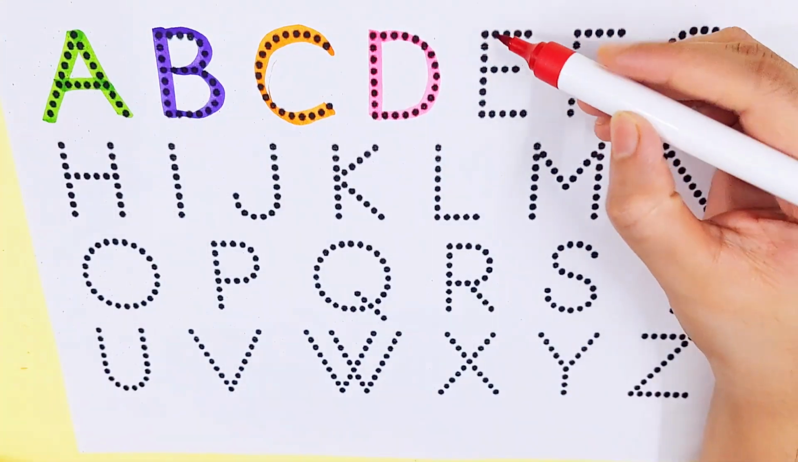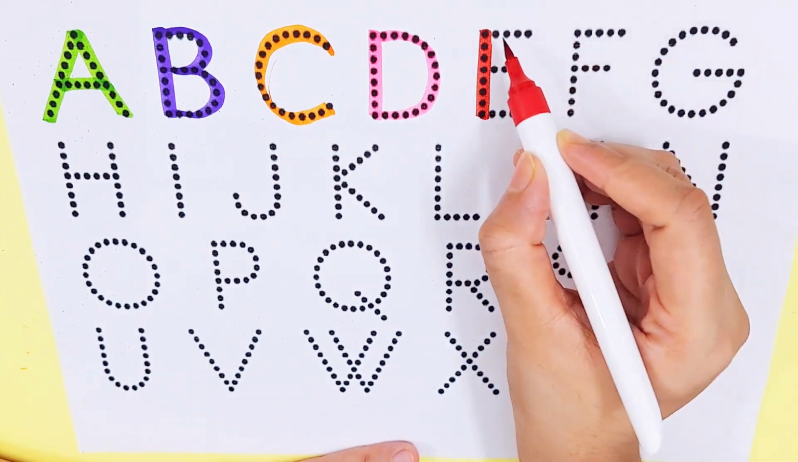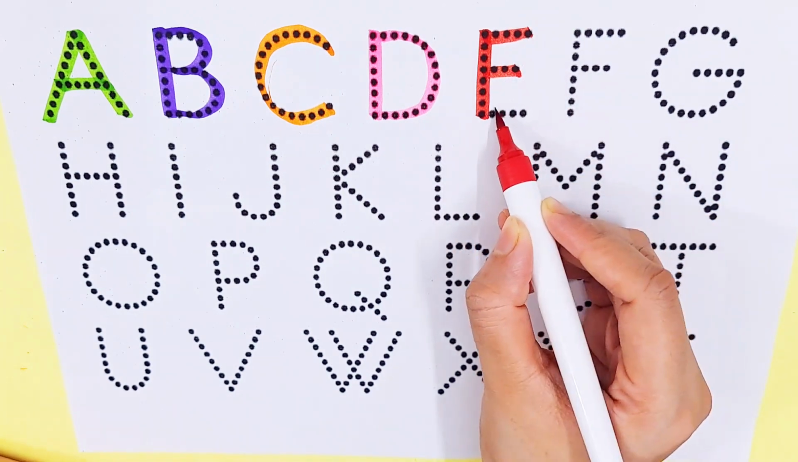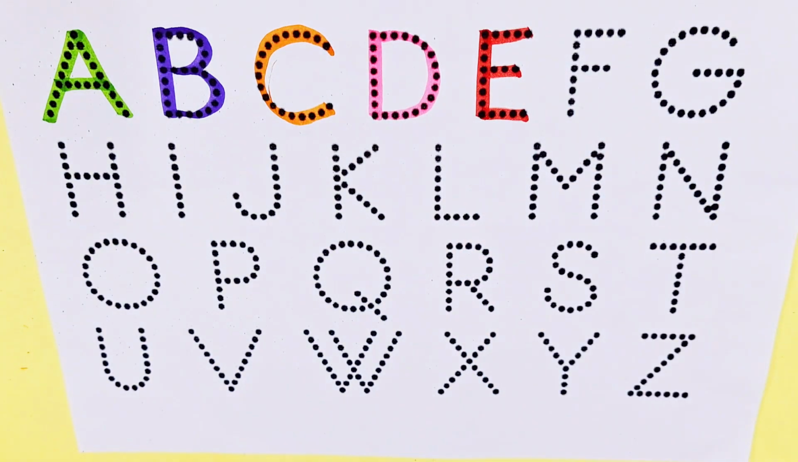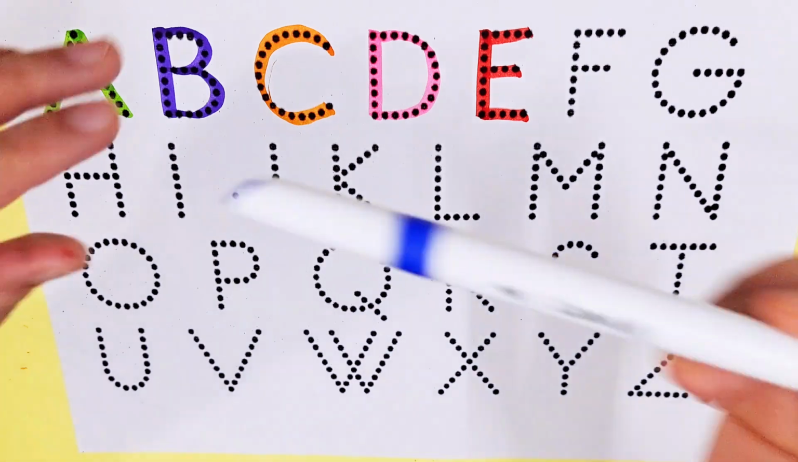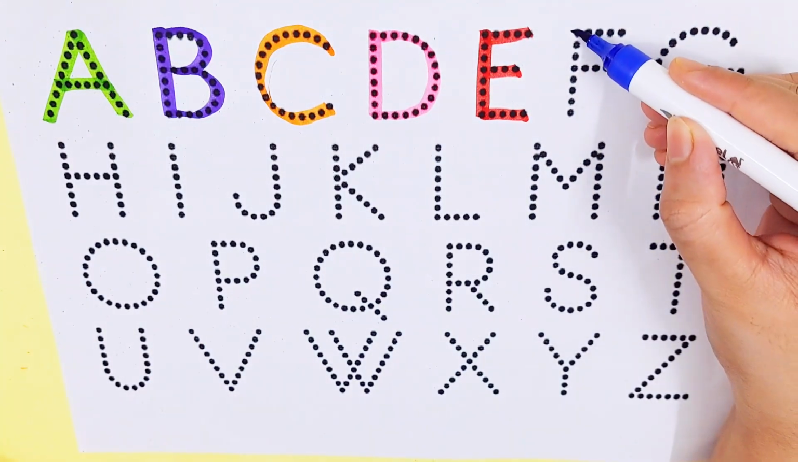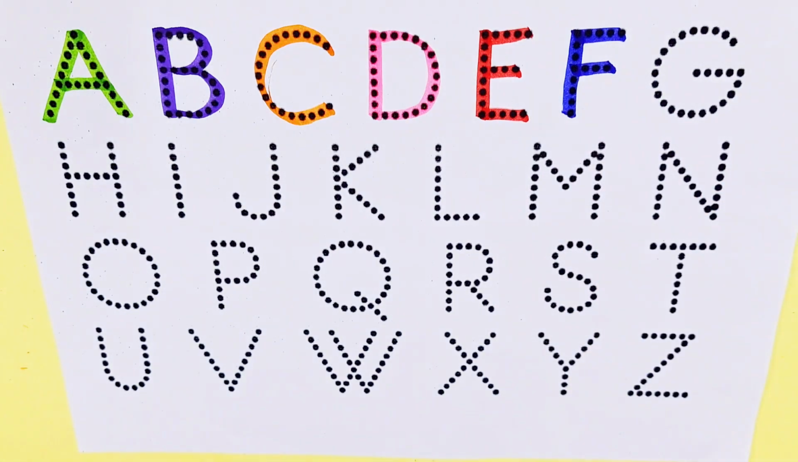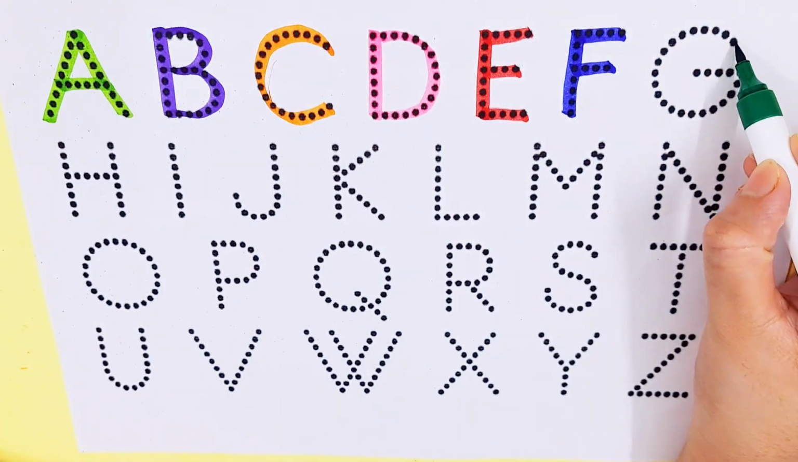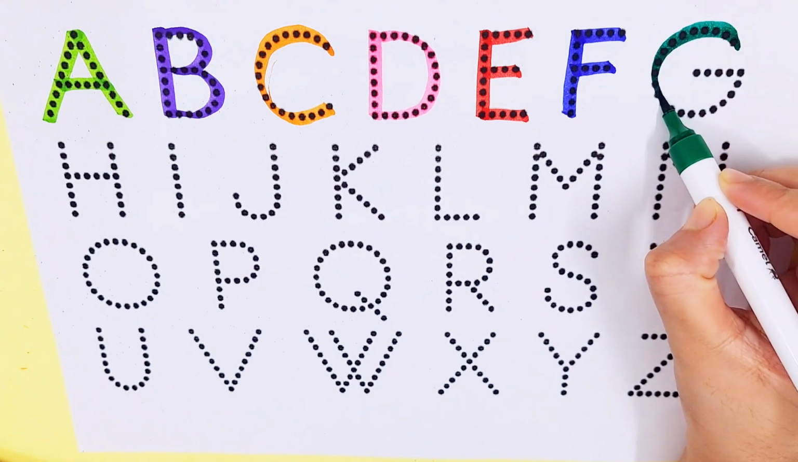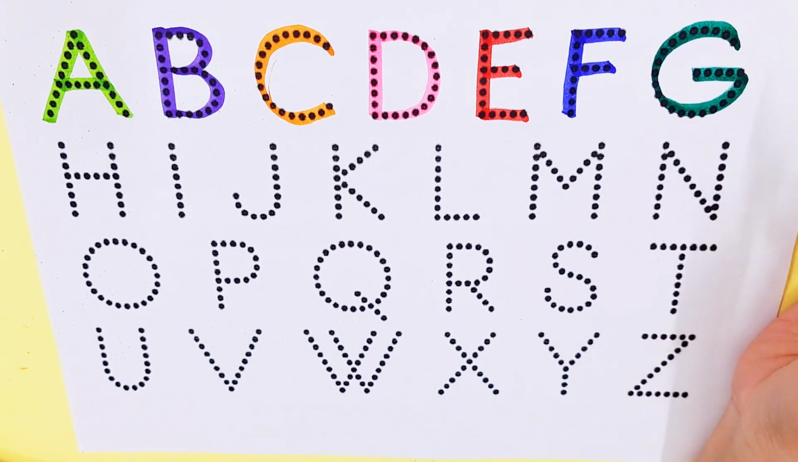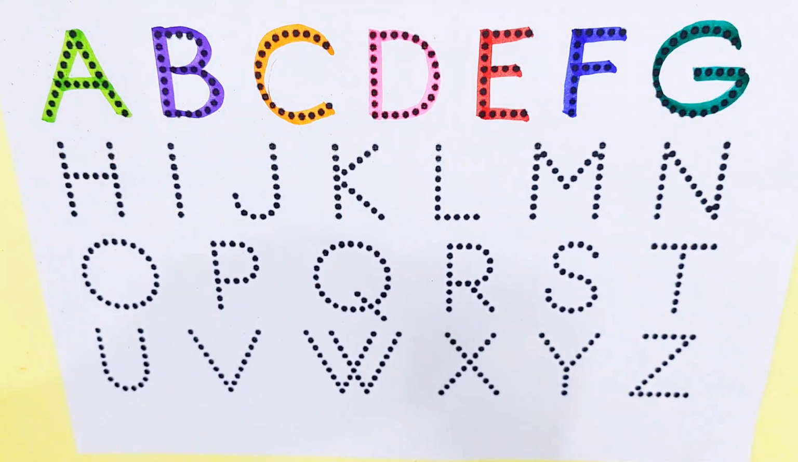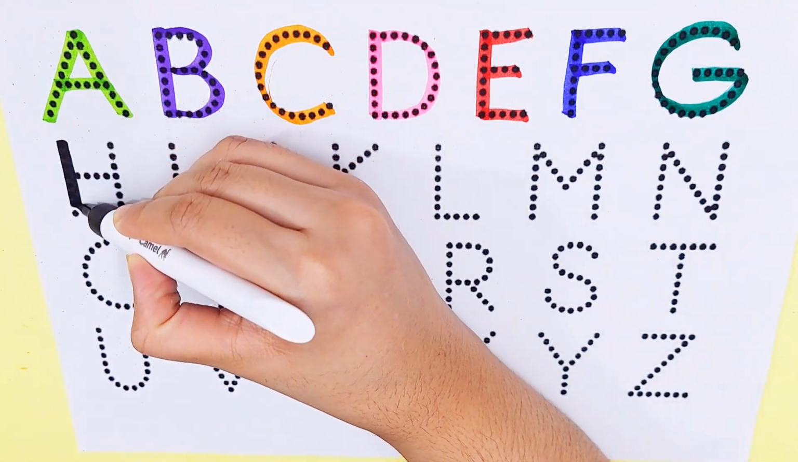Red color. E for egg. Dark blue color. F for flowers. Dark green color. G for grapes. Black color. H for hat.